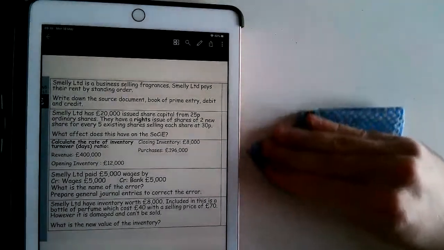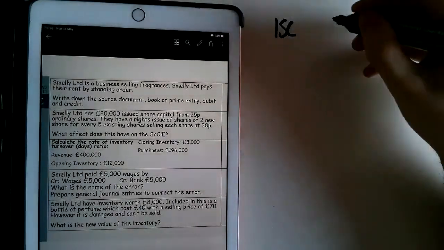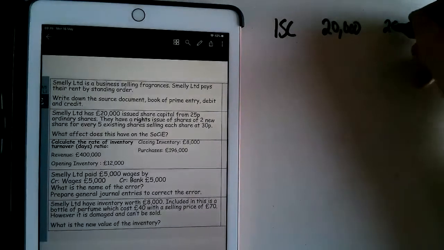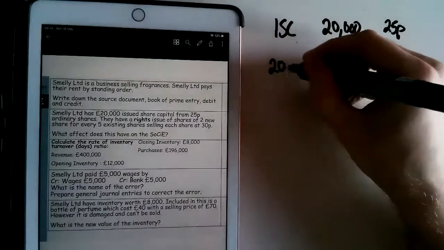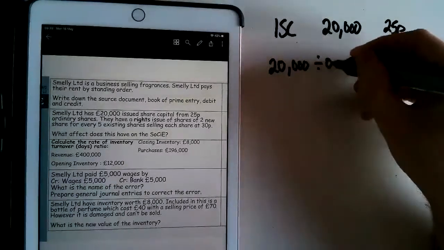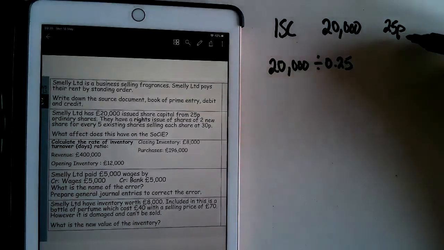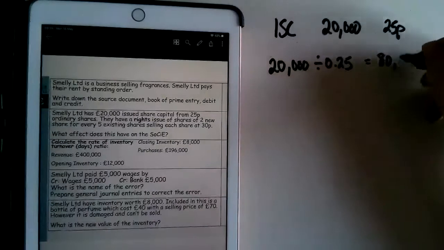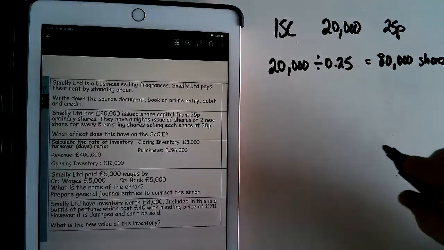Second one. Smell You Limited has 20,000 issued share capital, and it's 25p shares. So the first thing you do after reading that one sentence is work out how many shares they have by doing 20,000. That's how much issued share capital they've got. They might have more or less money in the bank. Divided by how much one share is, that will tell us how many shares they have, which is 80,000 shares. So they have 80,000 shares currently.